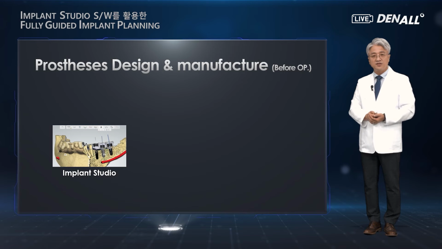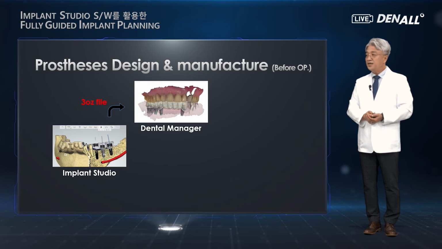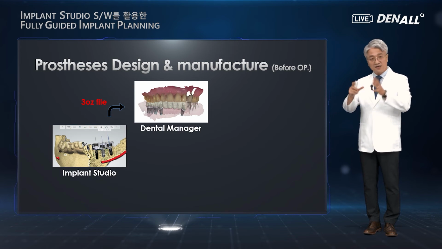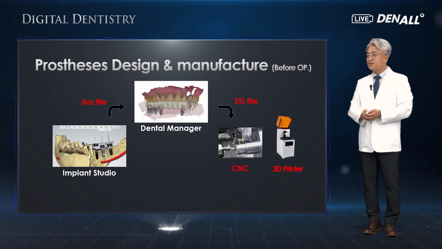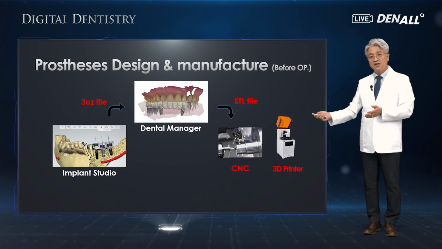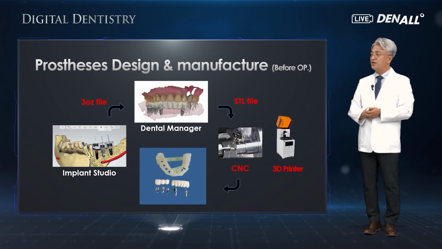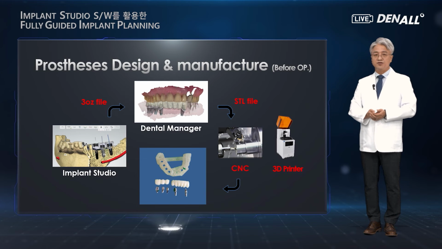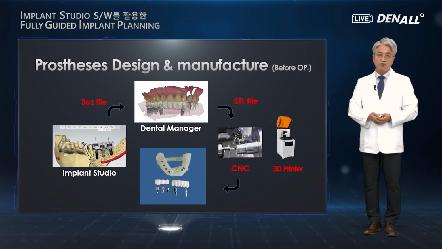As I said before, the coordinates are made in the Implant Studio, and the 3OZ file with implant coordinates is transferred to the prosthesis designing software to design abutments and crowns, and the STL file is sent to a CNC milling machine or a 3D printer. So before surgery, a guide and prosthesis abutments are fabricated using this solution. Among many implant planning software, I use the Implant Studio the most because of these advantages.